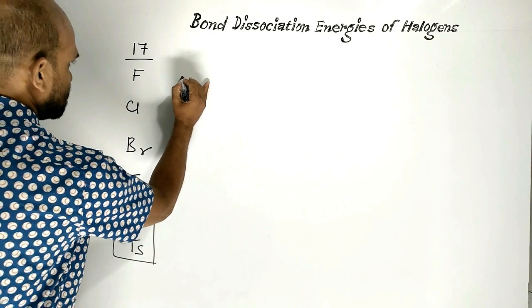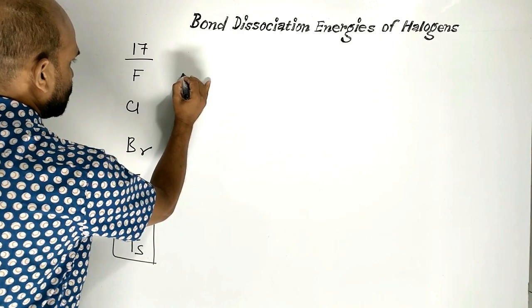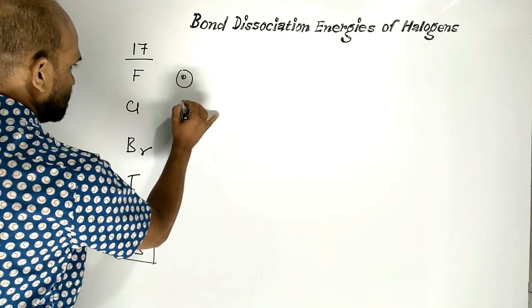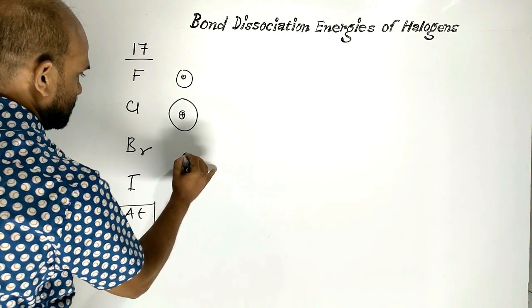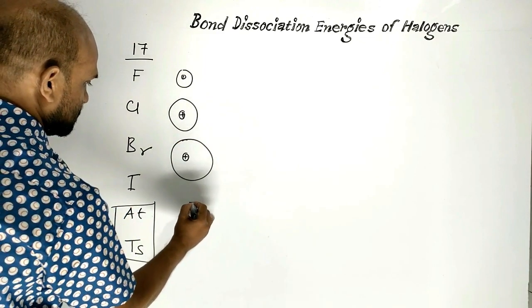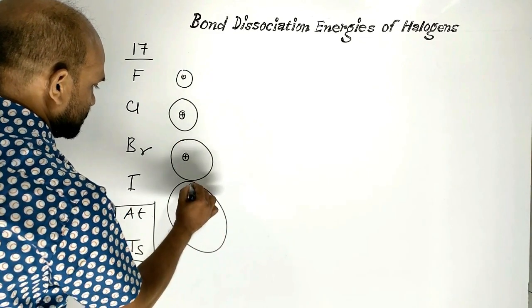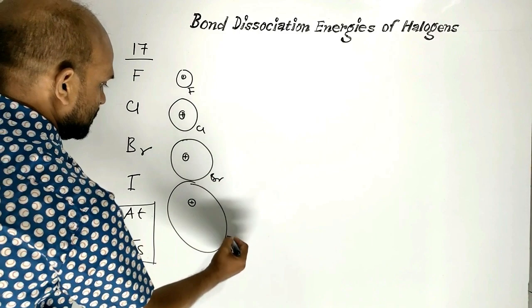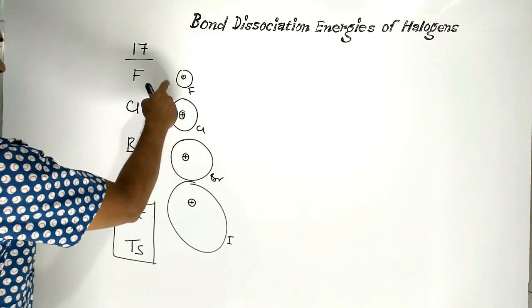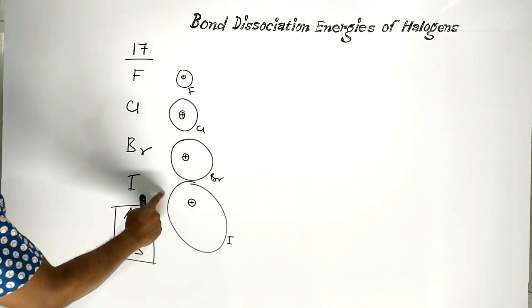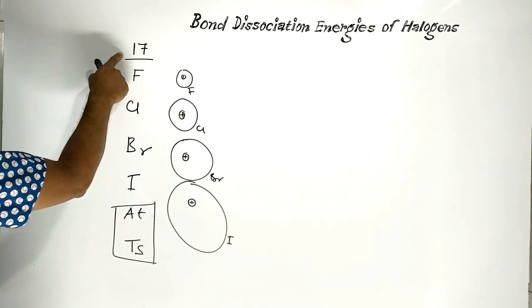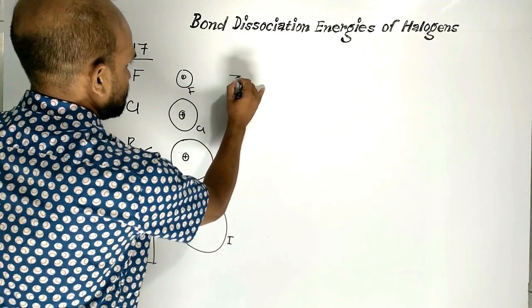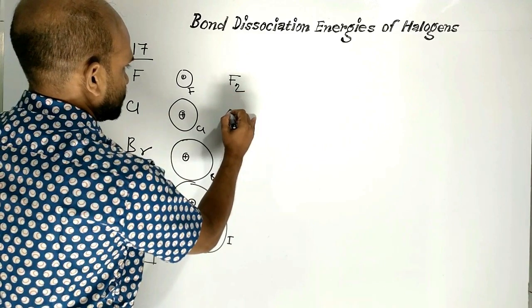We know that from top to bottom along a column, atomic size increases like this. This is iodine: fluorine, chlorine, bromine, iodine. Atomic size increases from top to bottom along any column in the periodic table. Again, halogens are diatomic molecules.